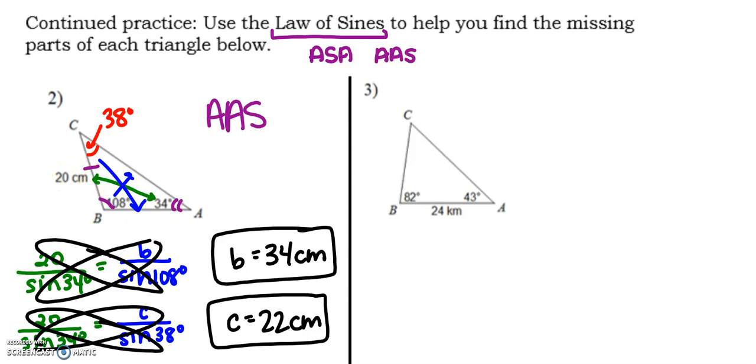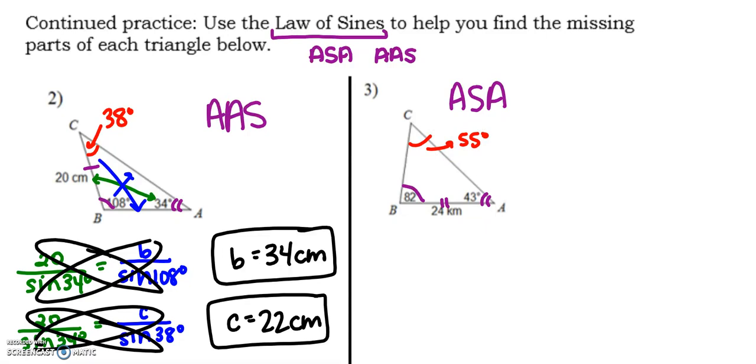All right, question 3. I was given this angle, this side, and this other angle. So I have an angle right next to a side squished between another angle. So this would be angle, side, angle. First thing I want to do is find that missing third angle. So angle C ends up being 55 degrees.